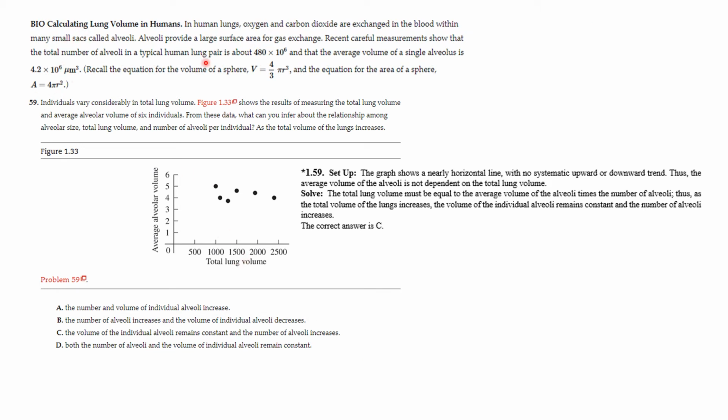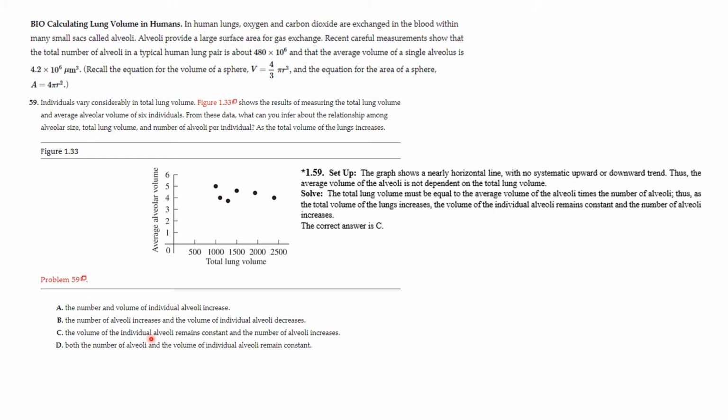Now, in the same context, individuals vary considerably in total lung volume. The people with greater lung volume can run longer and faster. This shows the results of measuring the total lung volume and average alveolar volume in 6 individuals. And here are some data points, and you can see that this is really pretty flat. So what can you infer about the relationship among the size, lung volume, and number of alveoli per individual as the volume of lungs increases?